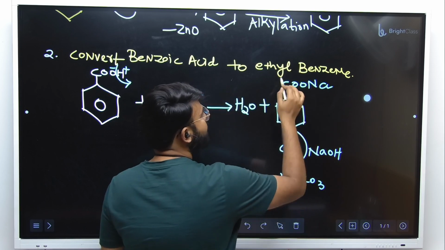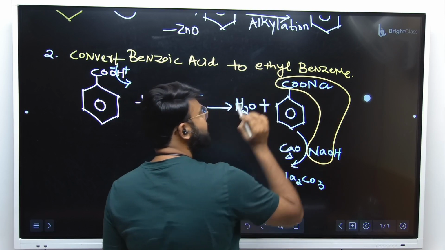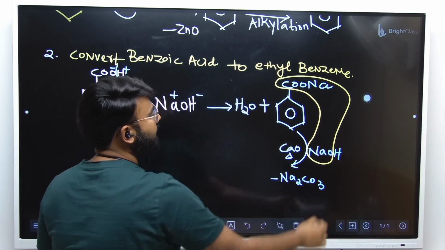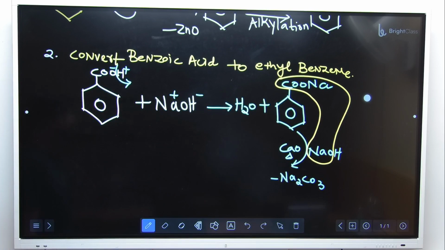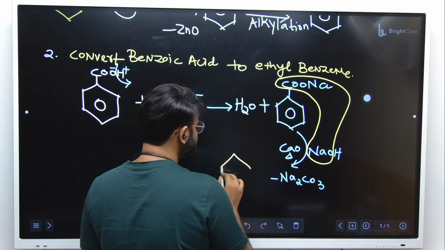Na2CO3 and Na2 — this whole thing gets removed, my dear students. Please see this, Na2CO3. Can everyone see this? So what is left behind now? Whatever is left behind, that is your benzene.